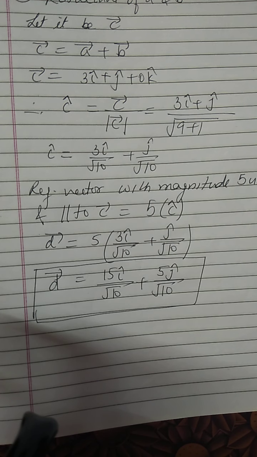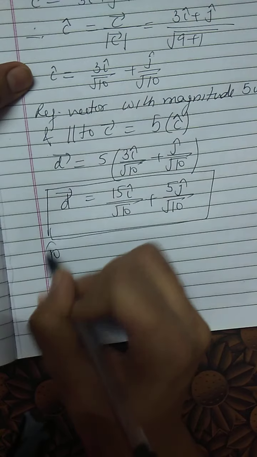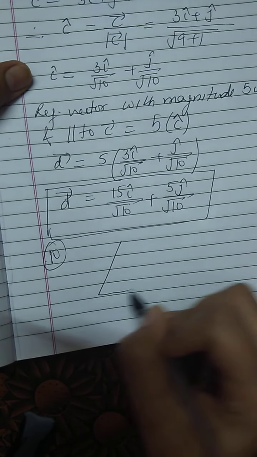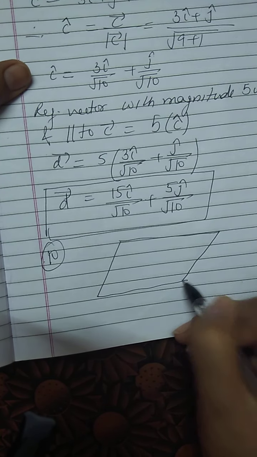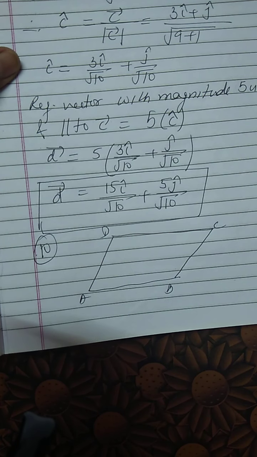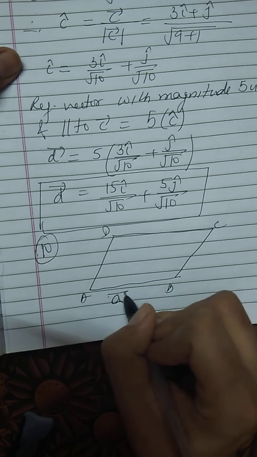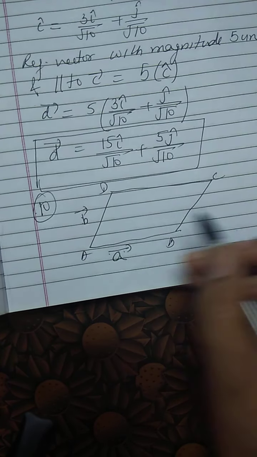Sum number 10, the two adjacent sides of the parallelogram are given, you have to find the unit vector parallel to its diagonal. Again it is the resultant vector. I am just giving the hint. If this is the parallelogram ABCD, the adjacent sides of the parallelogram are given. If I say the adjacent sides are given by A vector and B vector, we are given the values of A vector and B vector.